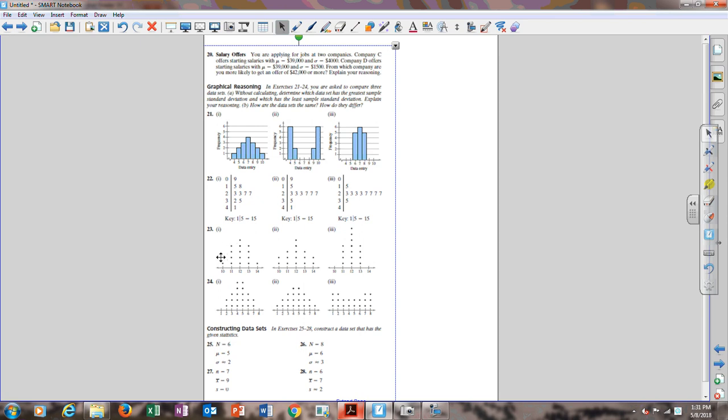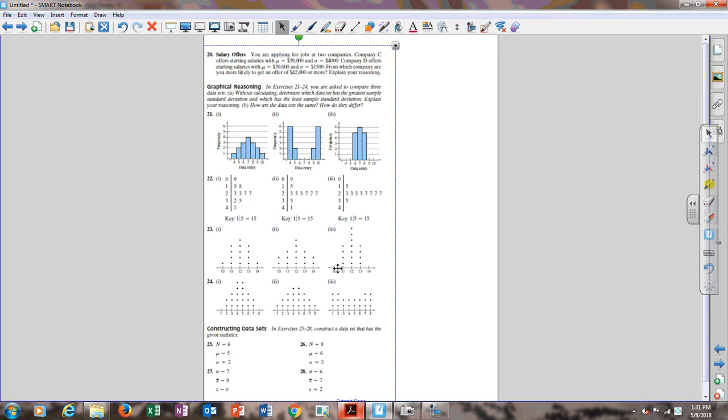Okay, number 23. The highest standard deviation is going to be number 2. It's because you have more points spread out here on the ends. The lowest standard deviation is going to be number 1. It's because all the data is packed in tight with no points out on the end.